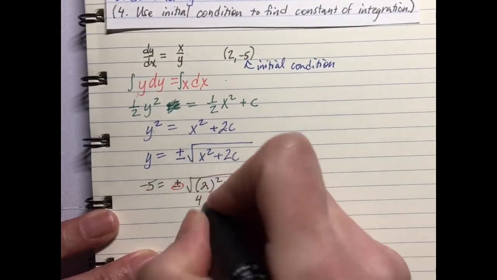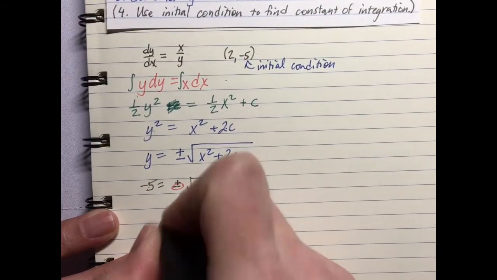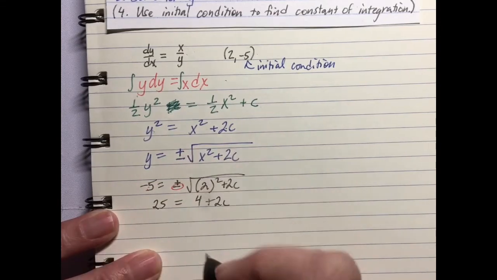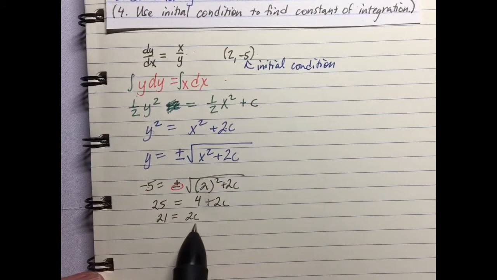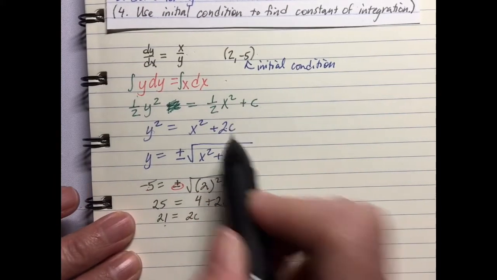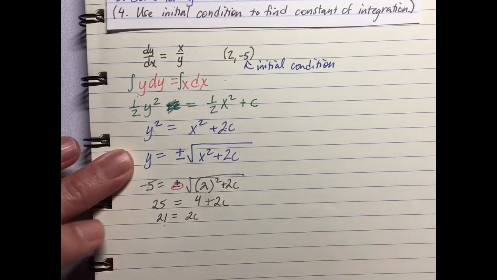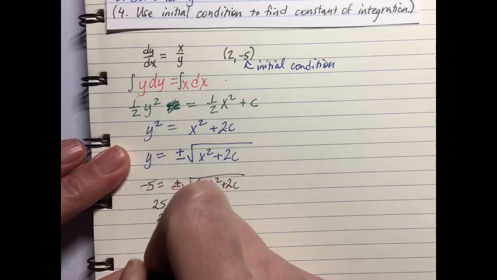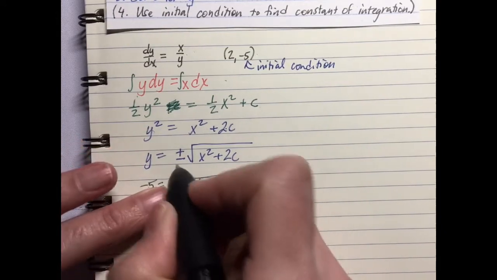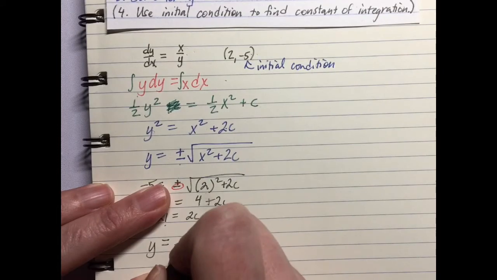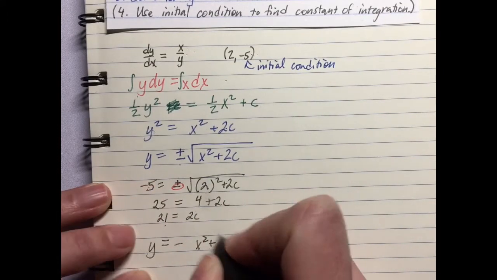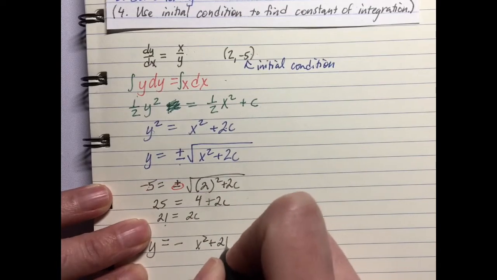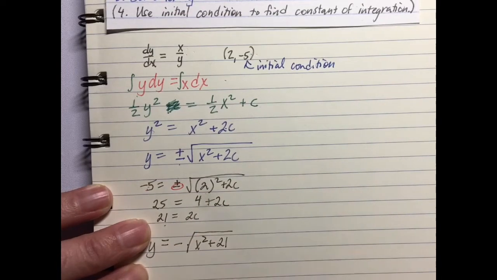Yay for erasable pens. 4 plus 2c, that has to be 25, right? So that means the 2c is 21. I'm not going to bother dividing by 2 because I'm just going to go back and plug that into this original y equals. So we have our final answer here: y equals the negative, to make it pass through the negative, square root of x squared plus my 2c, which was 21.